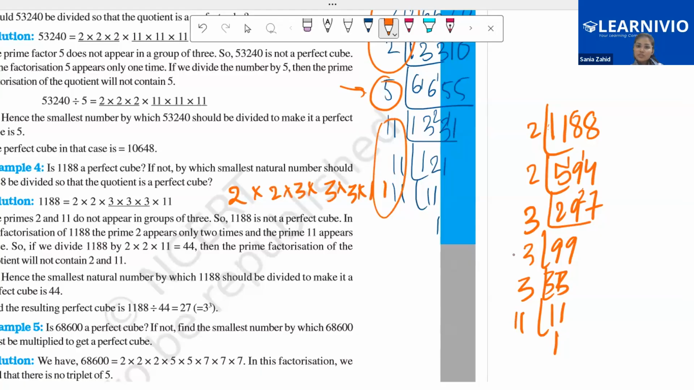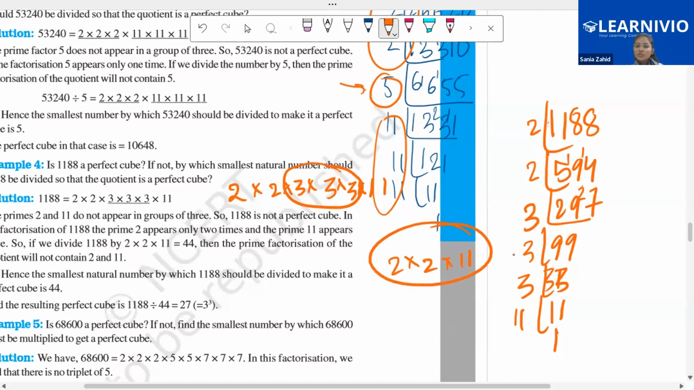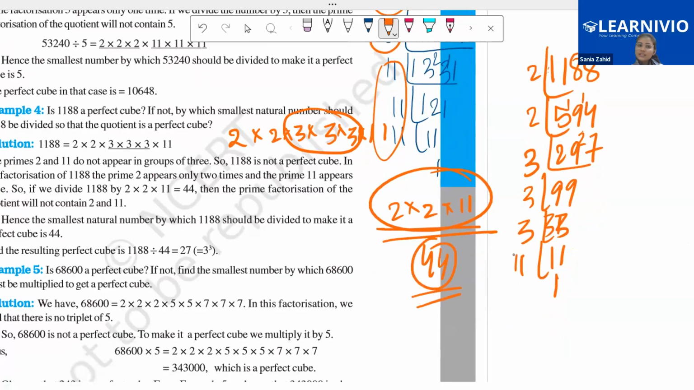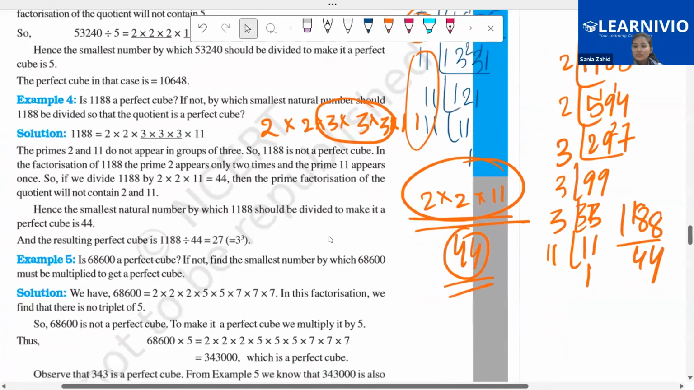Now children, we have just one triplet, that's 3. 2 into 2 into 11 remains as it is. So that means we'll take all these numbers. We'll take 2 also, again 2 and then 11. So 2 into 2 into 11 we'll take, and whatever our answer is, 44. And now we will divide the given number 1188 by 44. That's how we can solve this.